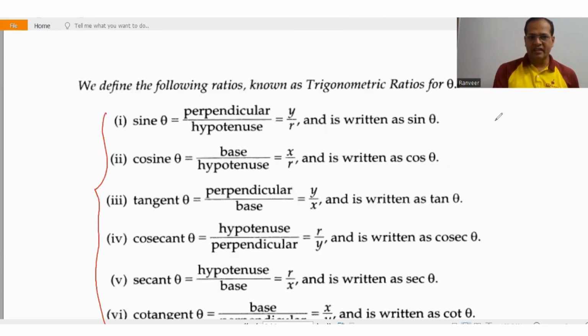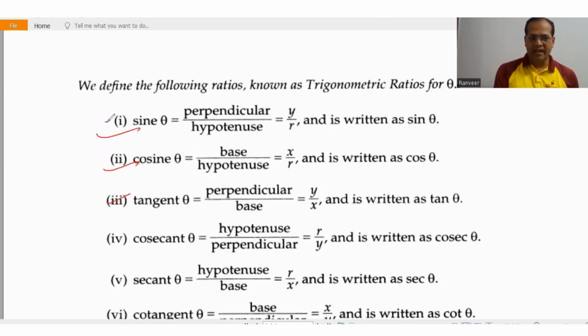So sine theta is, just see in the diagram, suppose this is the triangle ABC and this is angle theta. Sine theta is perpendicular by hypotenuse. Cos theta is base by hypotenuse, and tan theta is perpendicular by base. In this way we can find the values of sine, cos and tan.